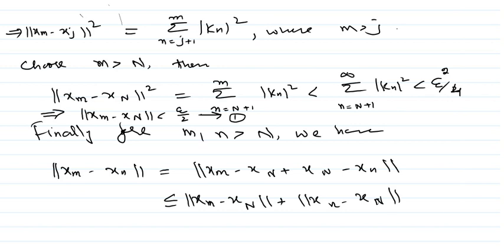And both the things are less than epsilon by 2, because whenever m is greater than N, this norm xm minus xN is less than epsilon by 2. Here both m and n are greater than N. So norm xm minus xN is less than epsilon by 2, plus norm xn minus xN is also less than epsilon by 2. So that's equal to epsilon. So for each epsilon positive, I can find capital N such that whenever m, n greater than N, norm of xm minus xn is less than epsilon, which means that the sequence xn is a Cauchy sequence.